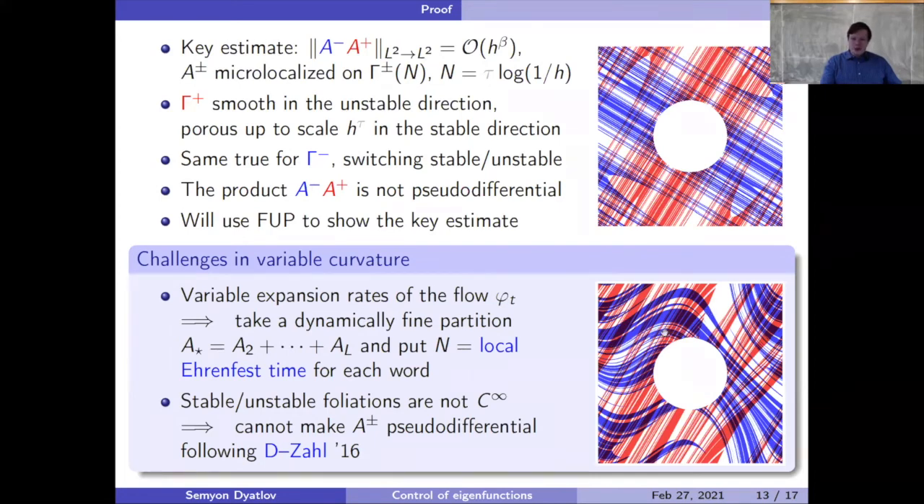But in the variable curvature situation, they will be different thickness depending on which position you are. So here I have a model of a perturbed cat map, which kind of shows you what it would look like. So that's one challenge. And in order to do that, it means that when you did this propagation argument, you cannot choose your time constant. You have to adapt your time to where you are in the space, which means you basically have to take a partition further and do more work there. And the second challenge, which is even more annoying, is that the stable and unstable foliations in the variable curvature case are not C-infinity. So you have to deal with that. And this means that quantizing these red and blue sets becomes instantly a lot of pain.